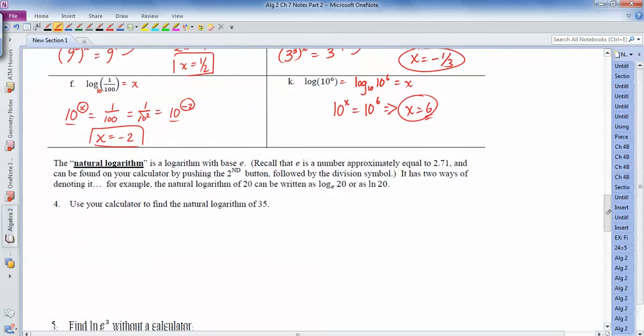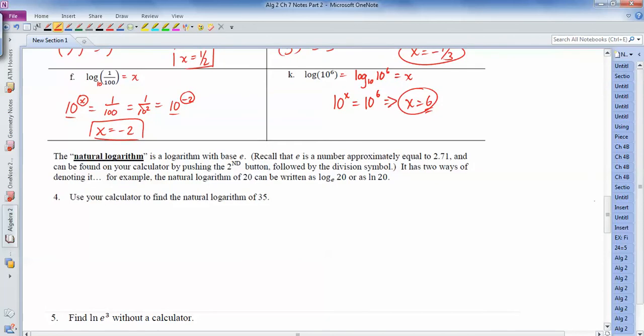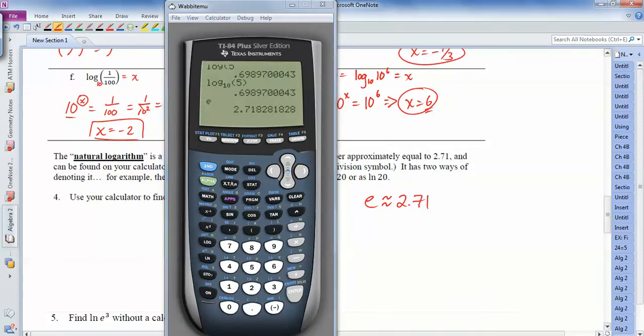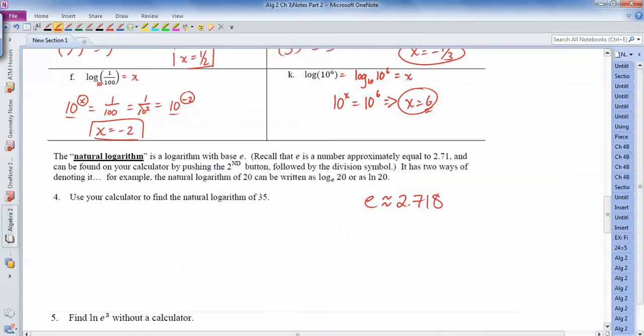Let's see. We talked about the number e recently. E is really just some number that's about 2.71. You can get it on your calculator by hitting second division. There's the E button right there, 2.718. It's actually more like 2.72.